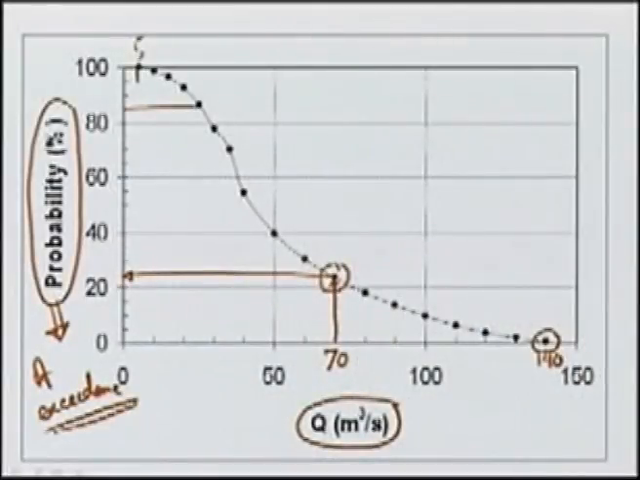For example, when we design, let us say, a power plant, we want some discharge which will be available, let us say, 85% of the time. So, we can look at this and say that our 85% dependable discharge is about 25 meter cube per second. So, if we design something based on a design value of 25 meter cube per second, then it is likely that 85% of the time the discharge will be more than that. So, this gives us an idea about how much flow is available in a river.